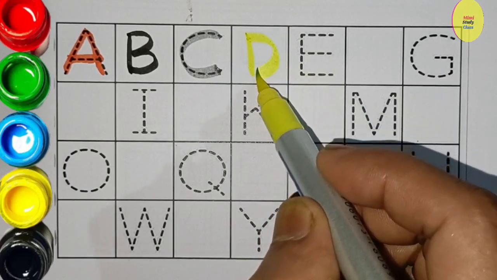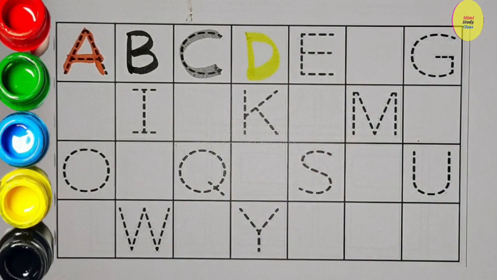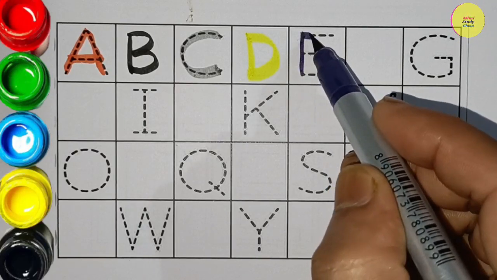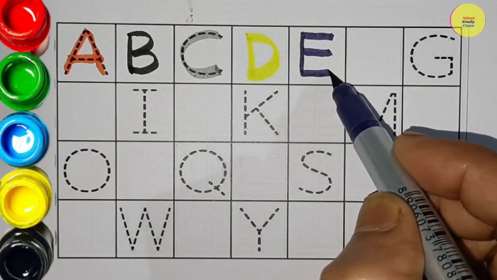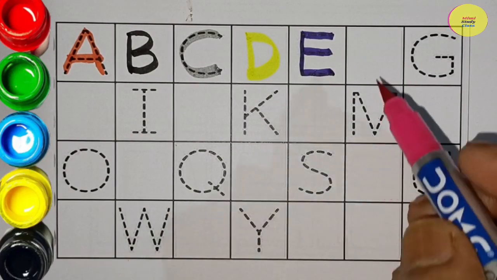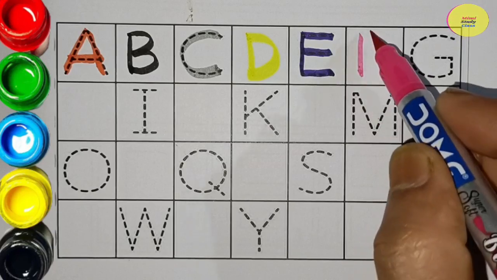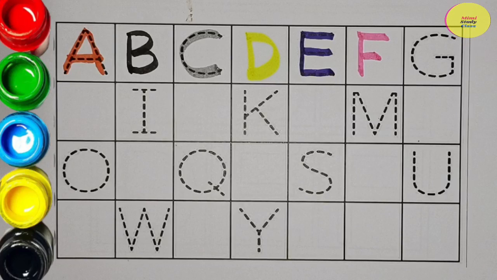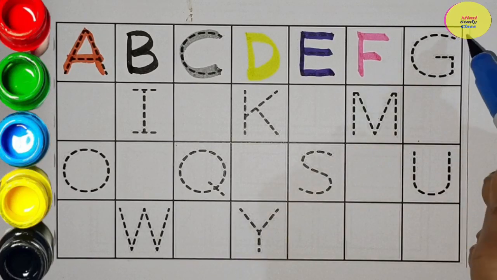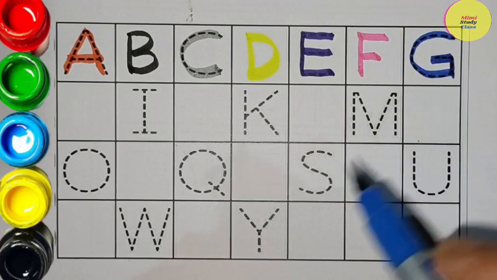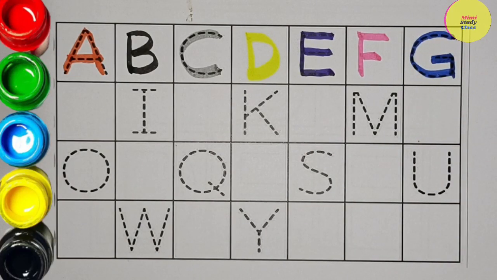D for dolphin, D for dolphin. Blue color. E for elephant, E for elephant. Pink color. F for fish, F for fish. Sky blue color. G for grapes, G for grapes.